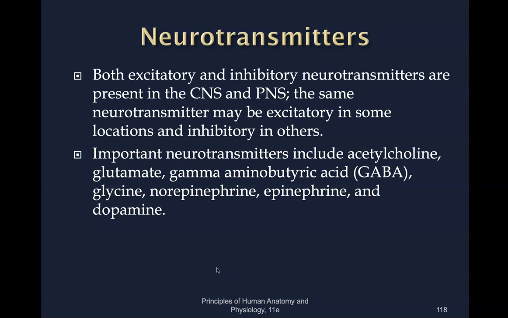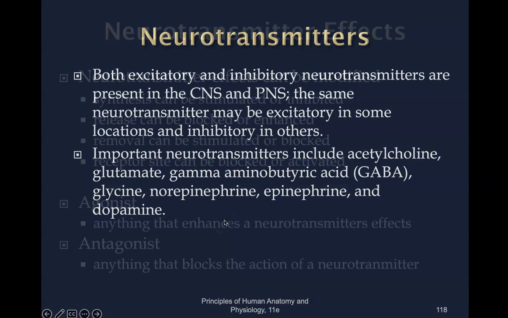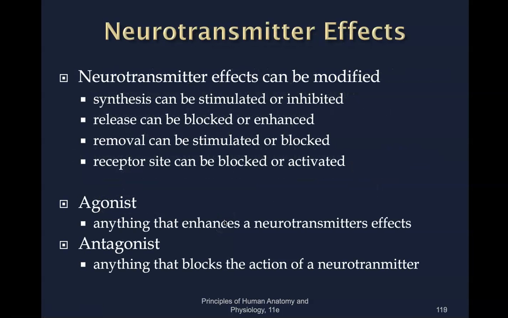So we're going to talk about some of these neurotransmitters that are really important, things like acetylcholine, glutamate, GABA, which is gamma-aminobutyric acid, glycine, norepinephrine, epinephrine, and dopamine, because these are all important neurotransmitters.